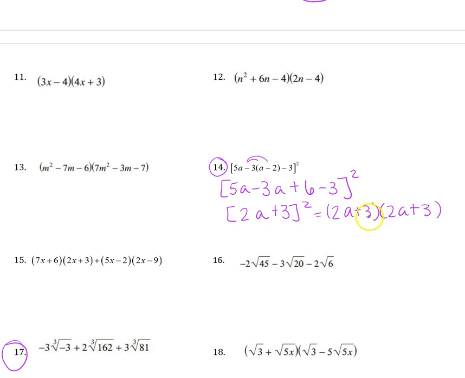So you're going to FOIL like you normally do. So I've got 2a and 2a. That gives me 4a squared. I've got 6a. I've got another 6a. And I've got a 9. So altogether, it is 4a squared plus 12a plus 9.